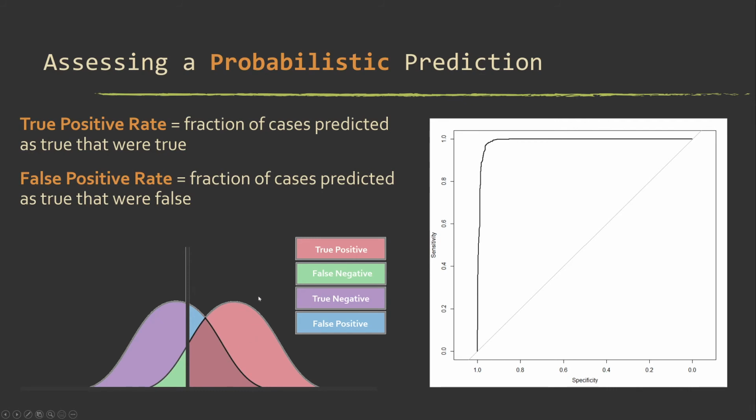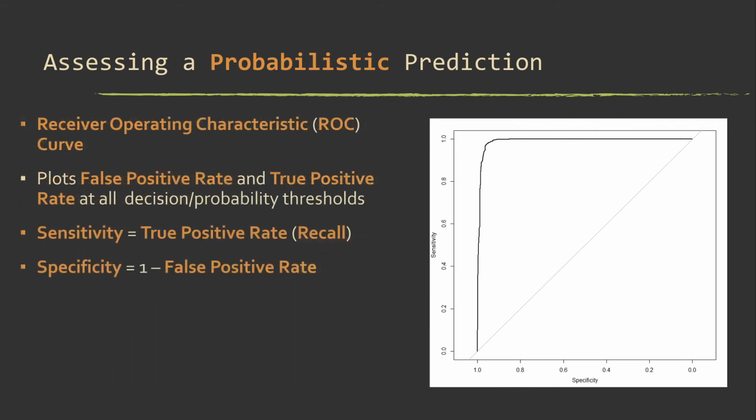Okay, so this explains the true positive rate and the false negative rate. That's not really that important. I think it's easier to talk about this in terms of recall and precision and whatnot.